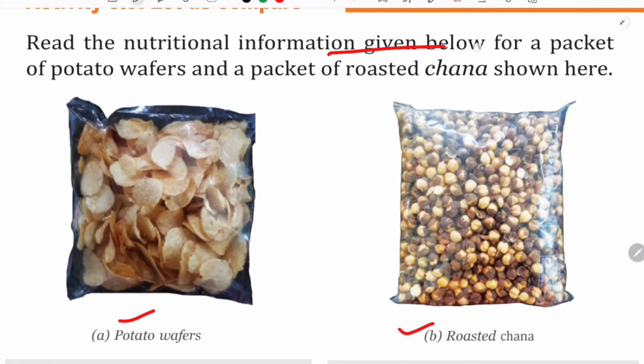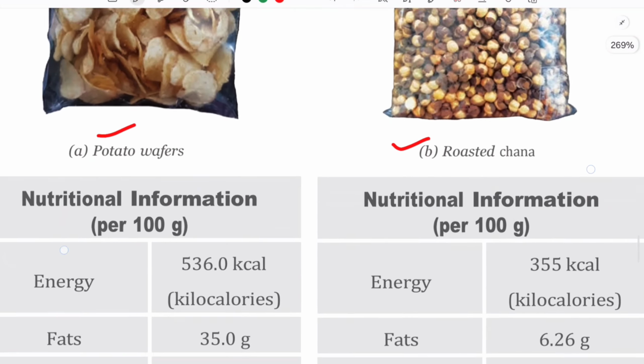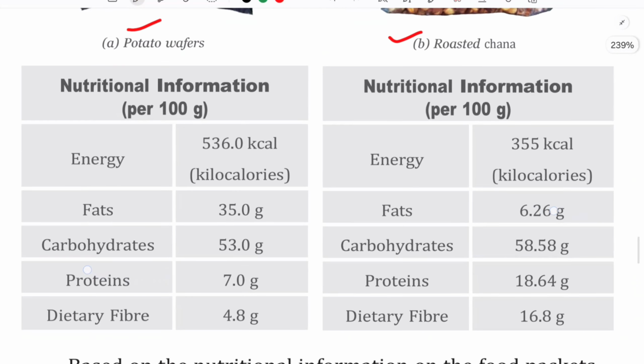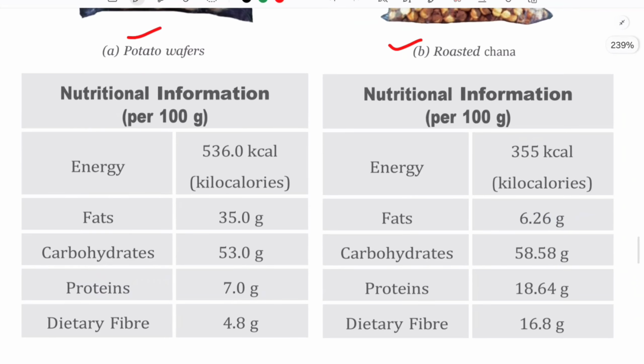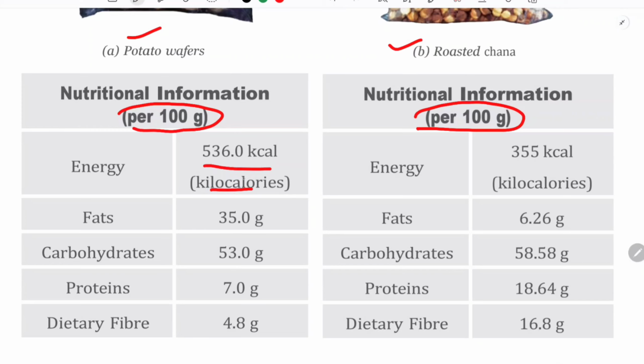Read the nutritional information given below for a packet of potato wafers and a packet of roasted chana shown here. Usually when we buy any packaged food, there is information given about all the nutrient content. So now let us see the nutritional information of both potato wafers and roasted chana per 100 grams, okay. Both packets contain 100 grams. Energy in case of potato wafers is 536.0 kilocalories, and in case of roasted chana, we have 355 kilocalories, okay.